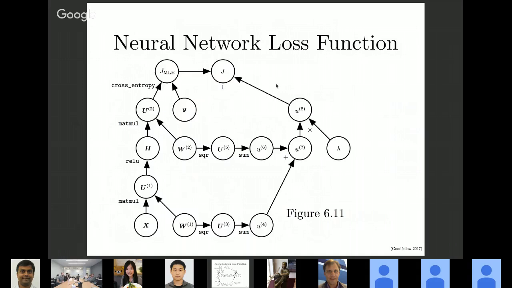Since we're getting low on time, I won't actually walk through it in a lot of detail. But if you'd like to take a look at the slides or figure 6.11 in the book, you can see exactly how we compute the weight decay and everything. And you can think about how backprop would trace these arrows forward in the forward prop step and then back in the derivative creation step.